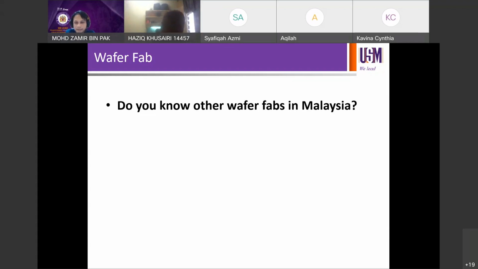Any other? We have Mimos as well in KL. Mimos is also hosting a small area of wafer fab, okay, for government projects. Inari is not a wafer fab. We're going to explain later on. We're going to see later on.